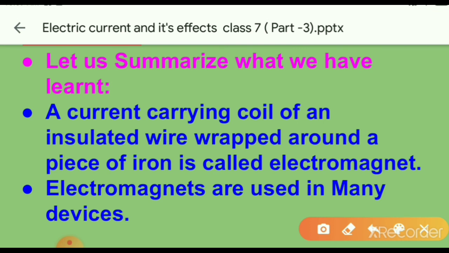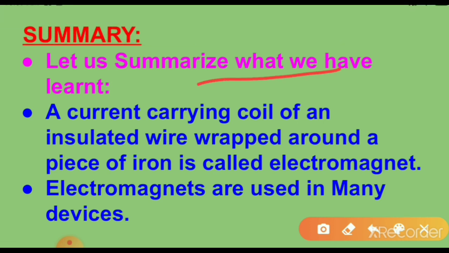Let us summarize what we have learned in this lesson. A current carrying coil of an insulated wire wrapped around a piece of iron is called an electromagnet. Before, we discussed an activity with electromagnets. Second, electromagnets are used in many devices. Many toys have electromagnets inside them, and electromagnets are also used to separate magnetic materials from junk.